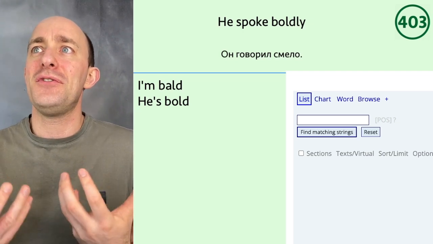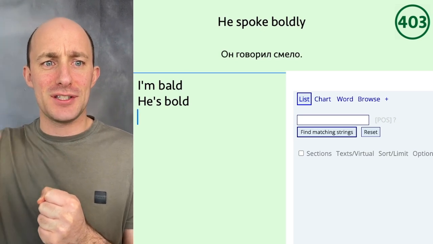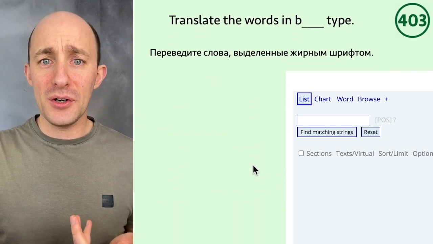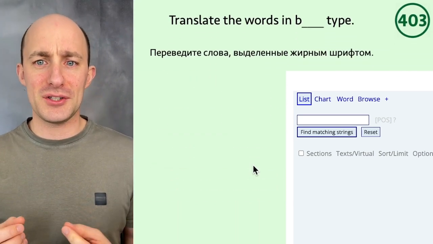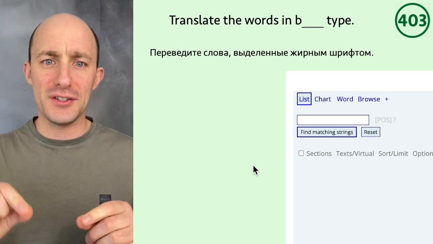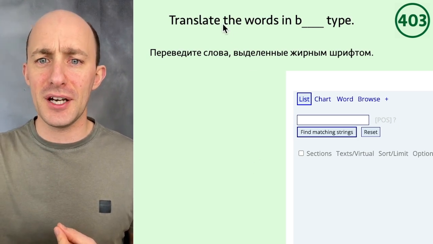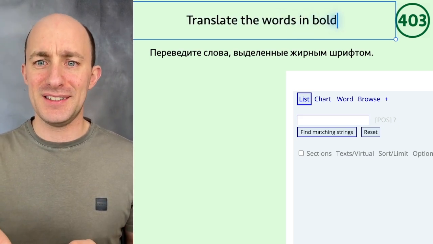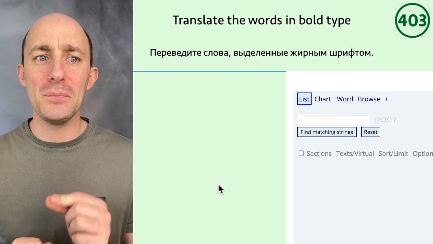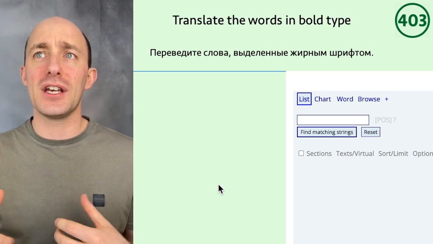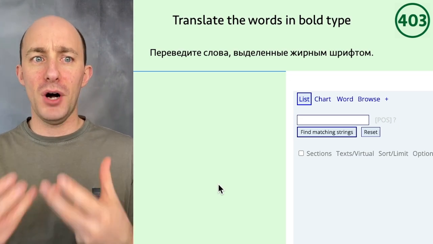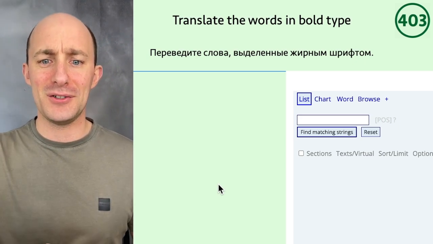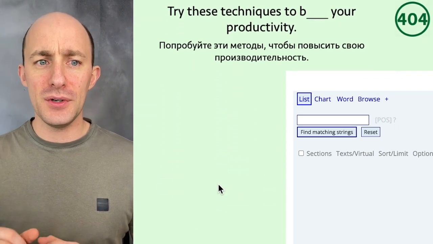If you're bold, you do something that stands out from the crowd. It's something a bit unusual. And maybe that's why we also use the word bold when we talk about type or fonts. So переведите слова, выделенные жирным шрифтом, is translate the words in bold type. So жирный шрифт is bold type because it stands out. And if somebody acts boldly or speaks boldly, they're brave and they stand out from the crowd. All right, let's look at the next word.